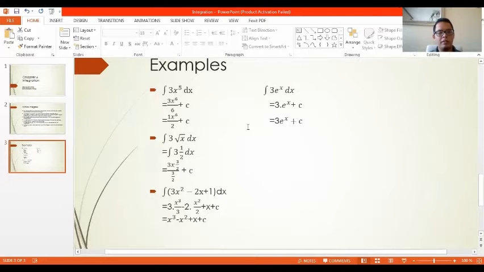And finally, the integral of 3 e to the x power dx equals 3 times e to the x power plus c, equals 3 e to the x power plus c.